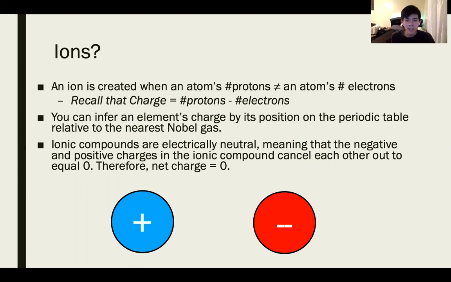Ionic compounds are electrically neutral, meaning that the negative and positive charges in the ionic compounds themselves will cancel each other out and equal zero. This is the case for all ionic compounds that have no charge. So they should have a net charge of zero. So the cations, the positively charged portions of these compounds, should be able to cancel out the anion's negative charge.